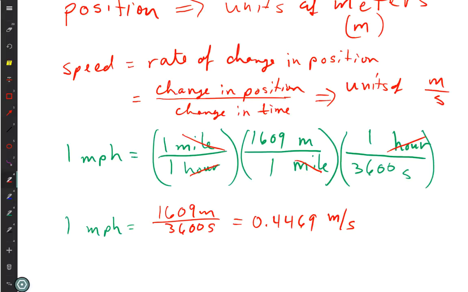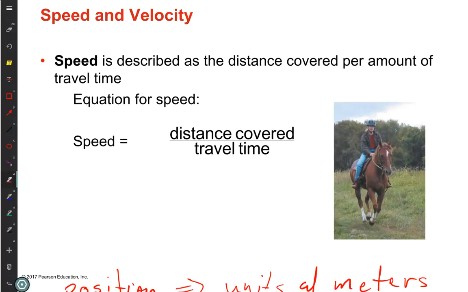To a good approximation, that's just cutting it in half. So if I'm doing 20 miles per hour, I'm doing about 10 meters per second. Obviously, it's not exactly, but it gives you an idea. So those are the units of speed. Speed, the rate of change in position over time, distance covered over travel time is what it shows from the textbook equation.